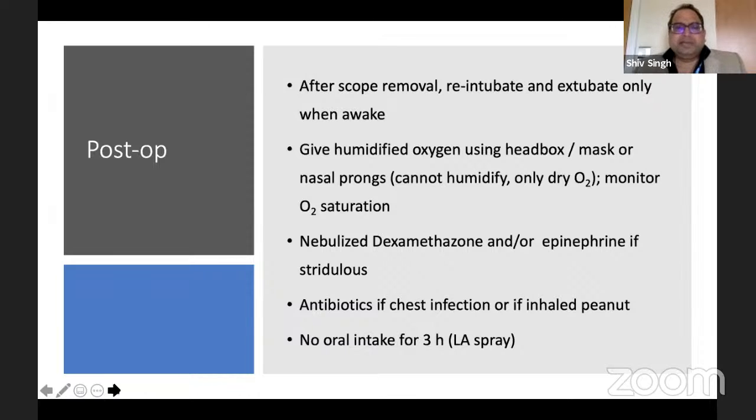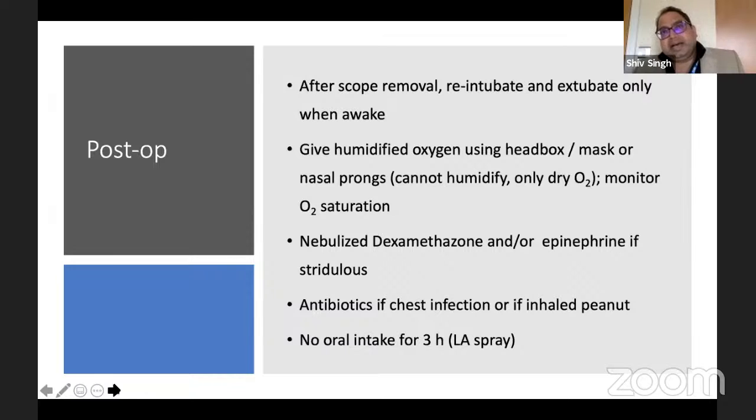Antibiotics are usually given if there is any suspicion of infection, and especially if the foreign bodies are organic foreign bodies like inhaled peanuts. Now, if a peanut has been for 2 days in the airway, it's going to swell up, and when taken out piecemeal, it just breaks down.